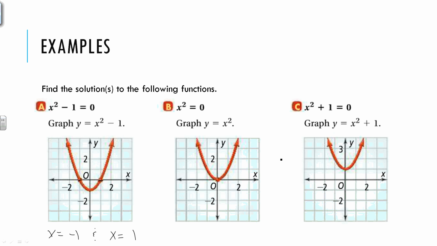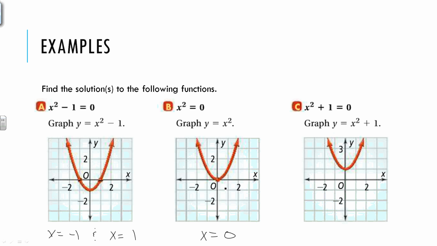On example B here, if you take a look at the graph, this is x squared equals 0. Notice that there's only 1 point that crosses the x-axis. That's the vertex. So if the vertex is the only thing touching the x-axis, you only have one answer. So the answer here will be x equals 0, or that point where we're intercepting the x-axis.